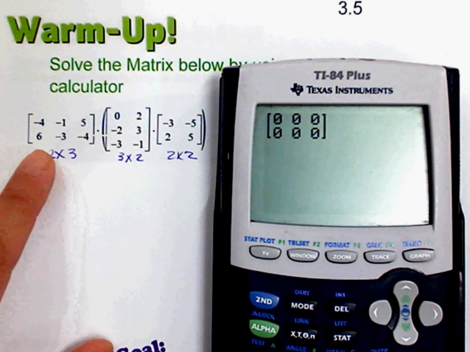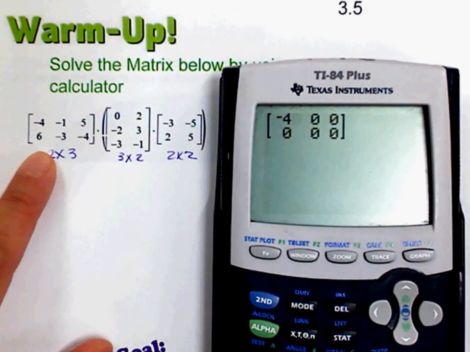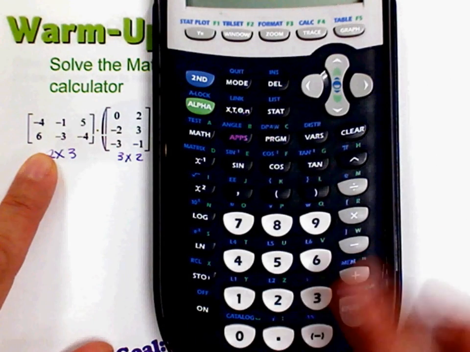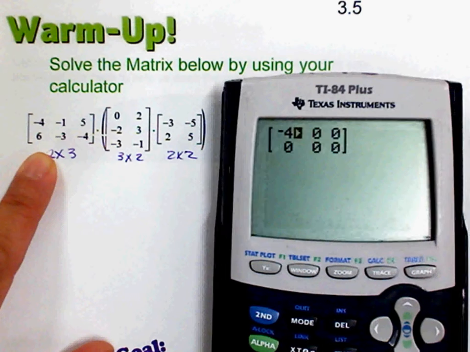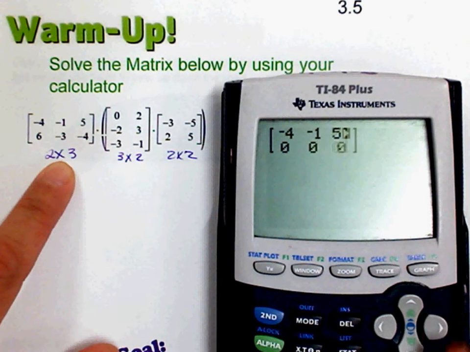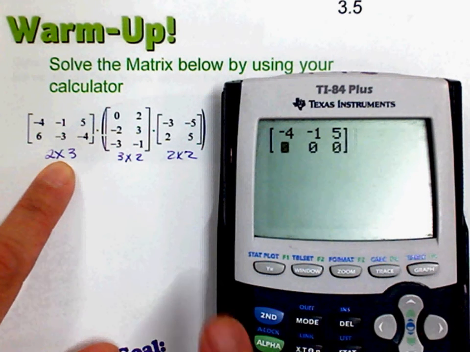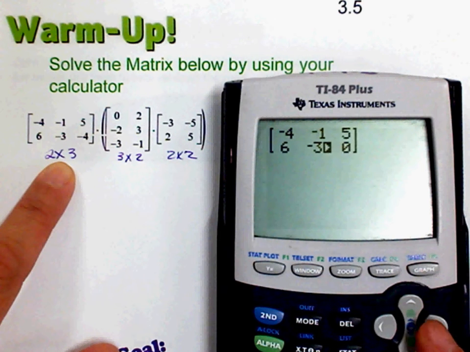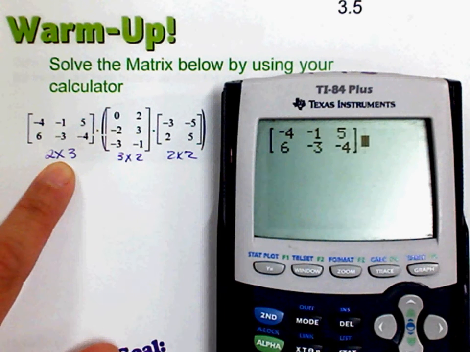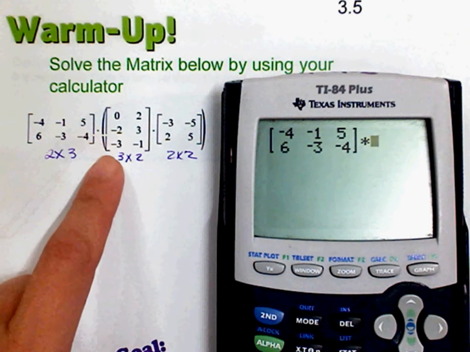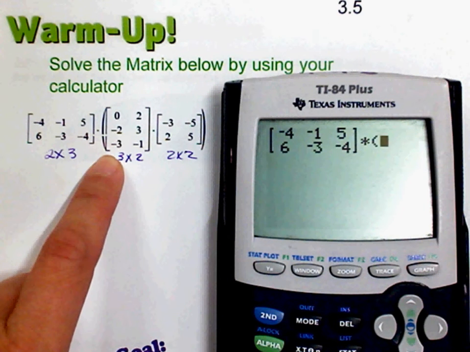All right, so -4, and you're going to use this negative, not that one, this negative, okay? So -4, right arrow, -1, right arrow, 5, right arrow, and it automatically goes to the next row. 6, right arrow, -3, right arrow, -4. Right arrow out of that. That little dot means multiplication. You've got a parentheses, so type in your parentheses.